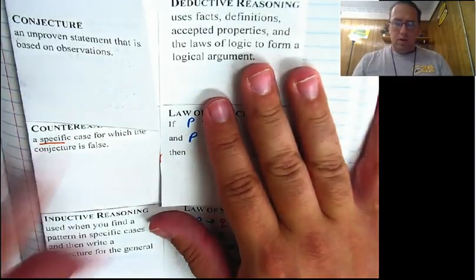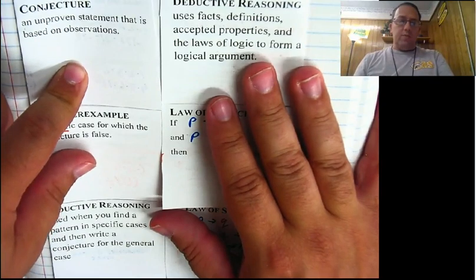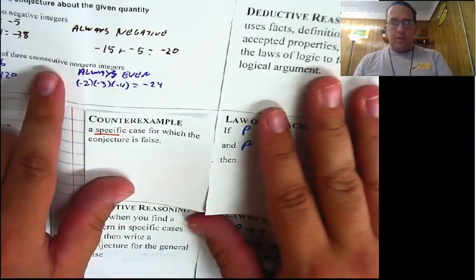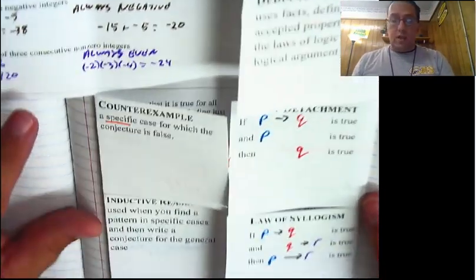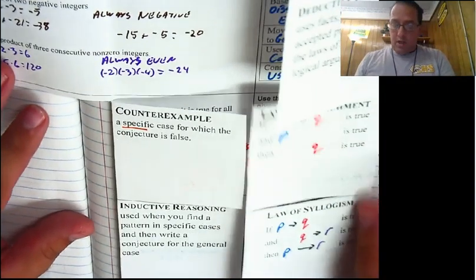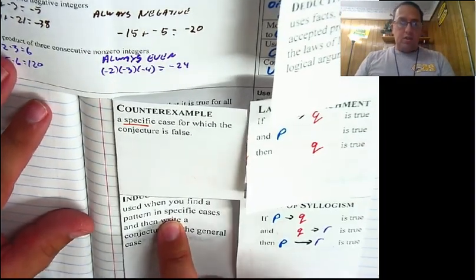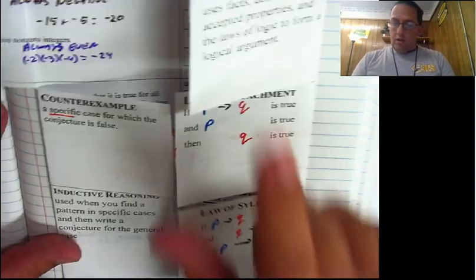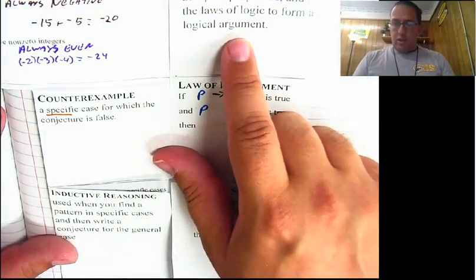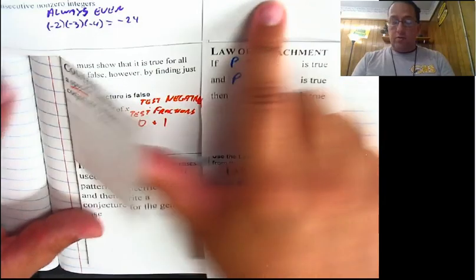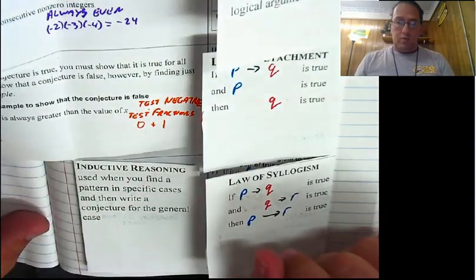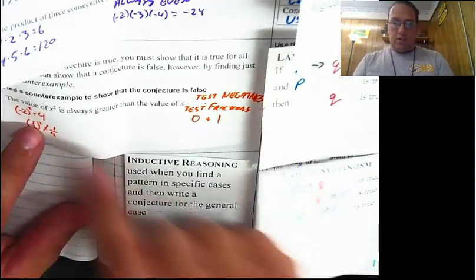Conjecture, an unproven statement. You see something happen a few times, and you make a guess about what's going to happen next based on those observations. And we use inductive reasoning to do that. All right? Deductive reasoning is used to test the conjecture. Let's follow the rules. Can we find a specific case where it doesn't work? This is deductive reasoning, where we test it, follow the rules. See, does this work every time?